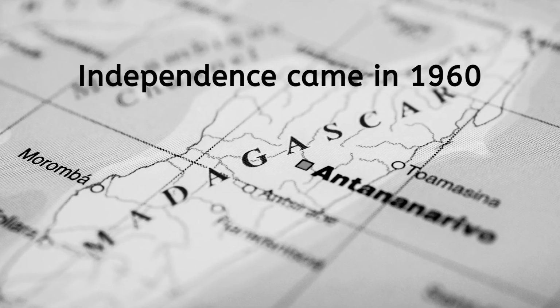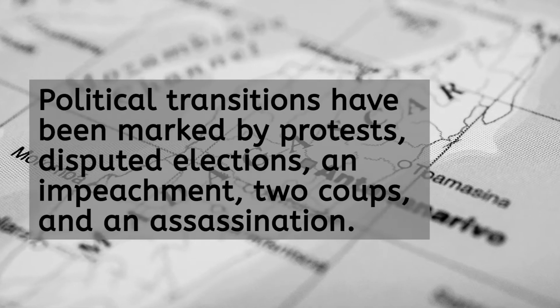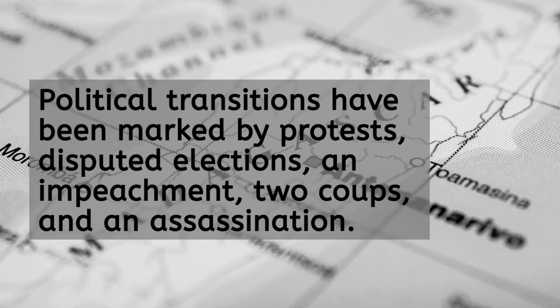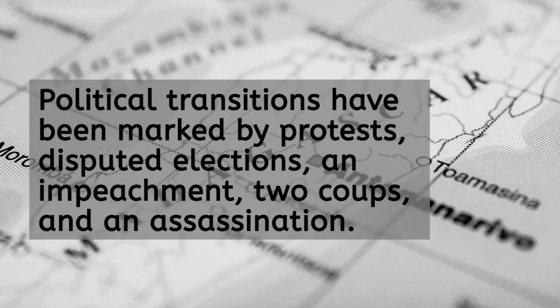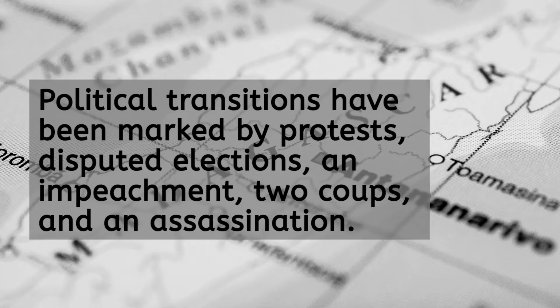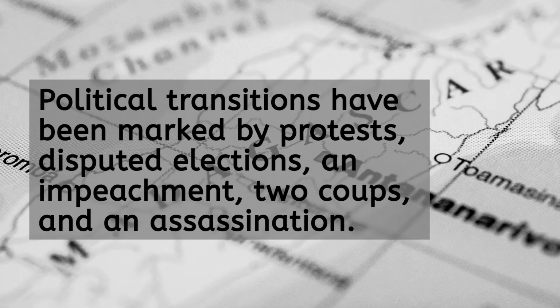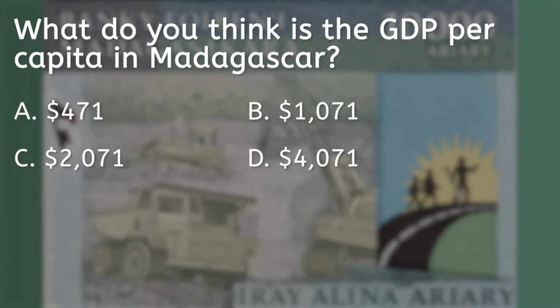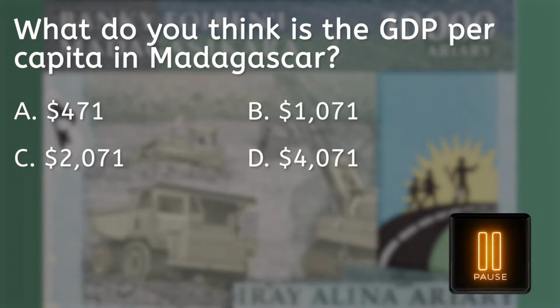Since that time, the island's political transitions have been marked by numerous popular protests, several disputed elections, an impeachment, 2 military coups, and 1 assassination, resulting in today's unitary republic government. Freedom House rates Madagascar as partly free. So, based on the political structures and history, what do you think is the GDP per capita in Madagascar? Take a guess.